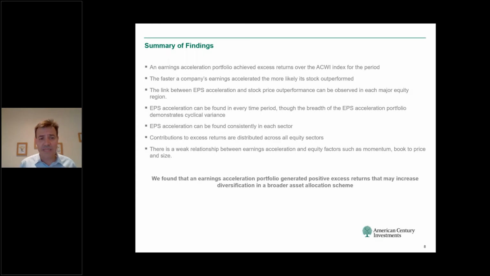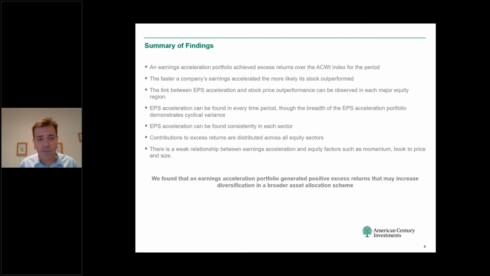I mentioned that we did see some counter-cyclical variance in the size of the acceleration opportunity set, but we also see that each sector continues to be significantly represented over time, and that opportunity set remains quite broad through different market environments. We conclude that at best, there is a weak relationship between the earnings acceleration portfolio and equity factors, specifically momentum, value, and size.